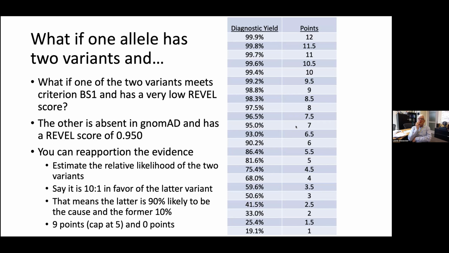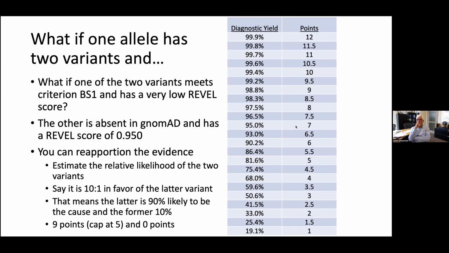Okay, then you say you're looking at these two variants and you say, well, for goodness sake, one of these two variants is a crummy candidate for pathogenicity because it also meets criterion BS1, that is, it is more frequent than expected for the disease and has a very low REVEL score. The other variant is absent in gnomAD, but has a REVEL score of 0.95. Now, I won't get into the math of it. It's a little detailed. It's in the paper.